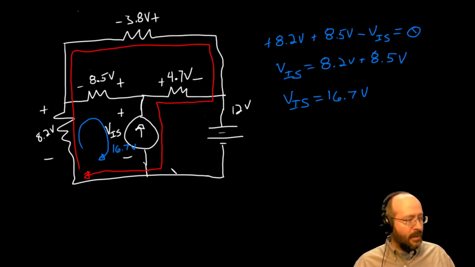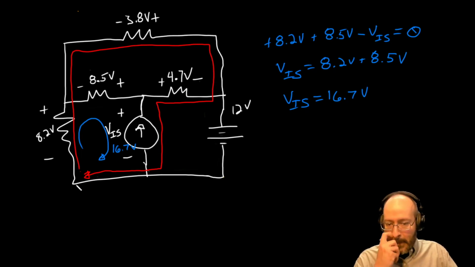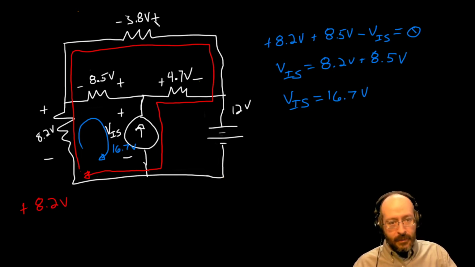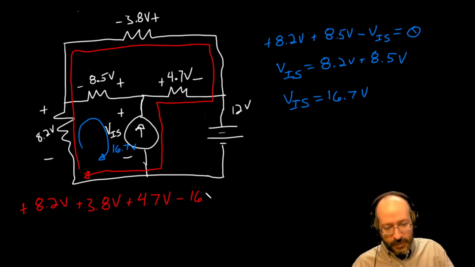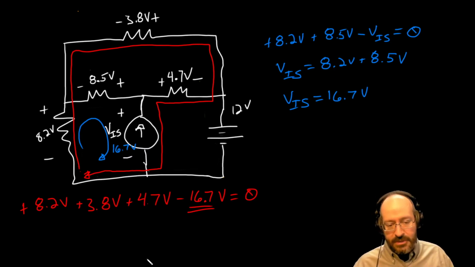Let me buy a little real estate down here. I'm going to go up across 8.2. I'm going to go up across 3.8 volts. Come down here, hang a right, and we're going to go up across 4.7 volts, and then we're going to drop 16.7 volts, and that should be equal to 0. So if we did our math right on the last one, it should match our value there as well.